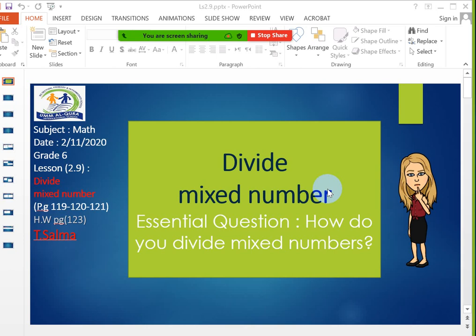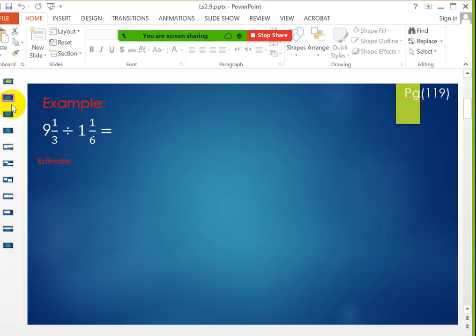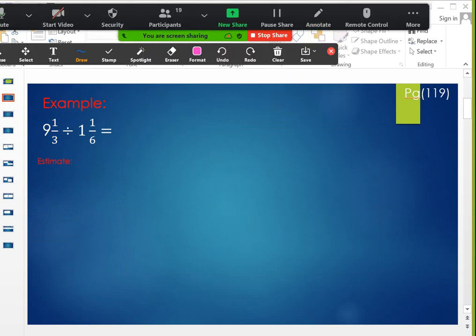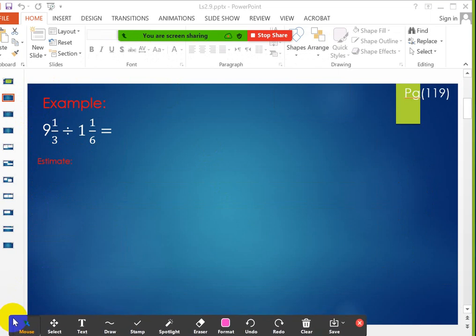Hello everyone, hello girls. So today we will learn an easy way. As we said in fractions, all the time the algebraic way will be the easiest way. So if I want to divide mixed numbers, let's start with the first example, on page 190: how to divide 9 and 1/3 divided by 1 and 1/6.